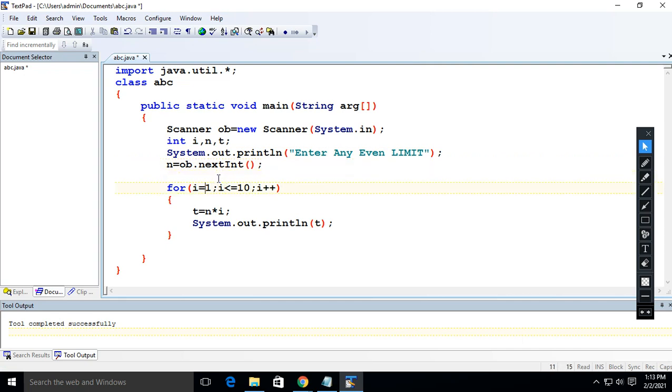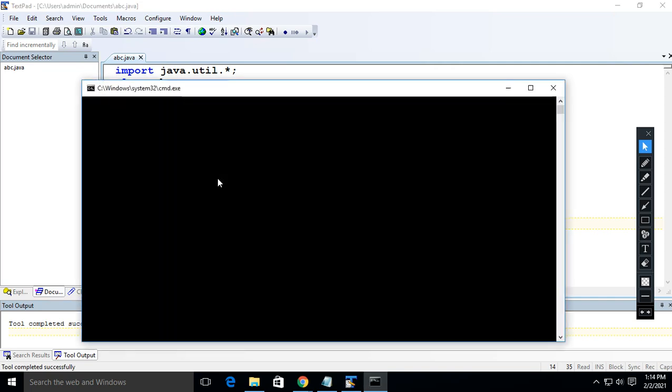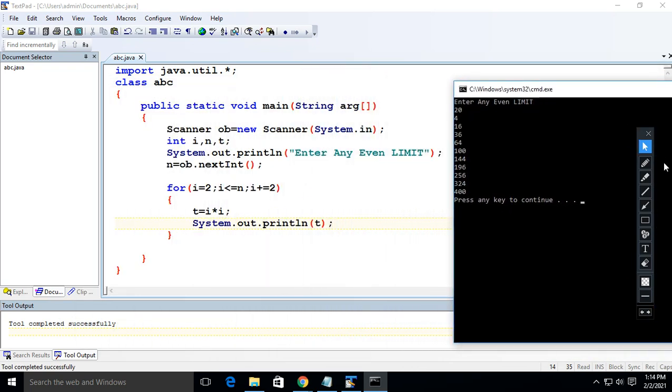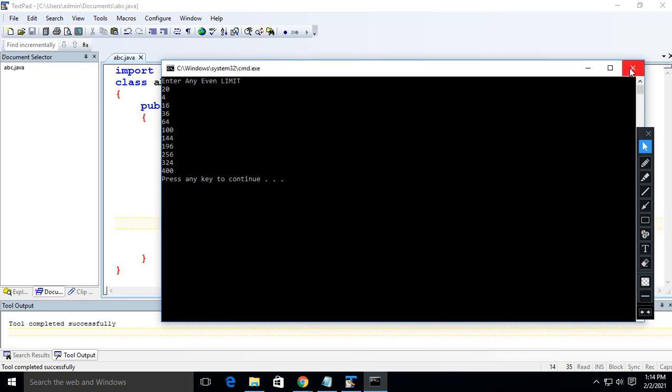Now, the first even number is 2, and now it has to go up to n. Number of times I have told you this. And now what you are supposed to do? i into i. So what you are going to print? The square. The square here I have stored in t, so I am printing only t. Now see, all the results are coming on the screen. Is it clear, everyone? Any doubt? Yes, sir. Okay. Now the next one.